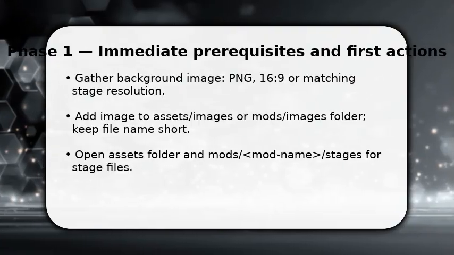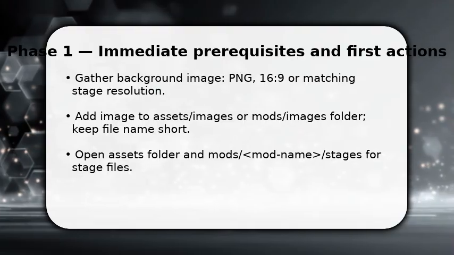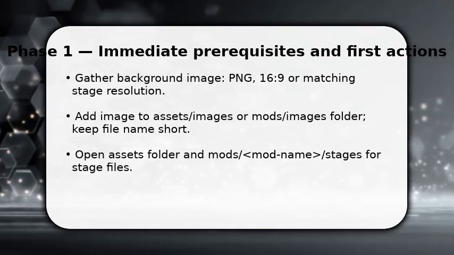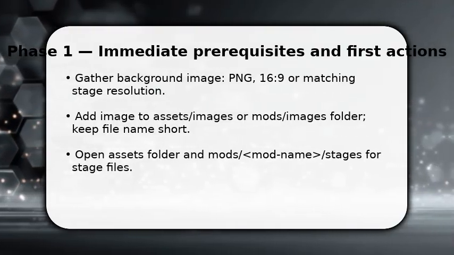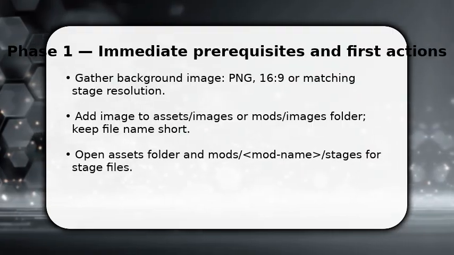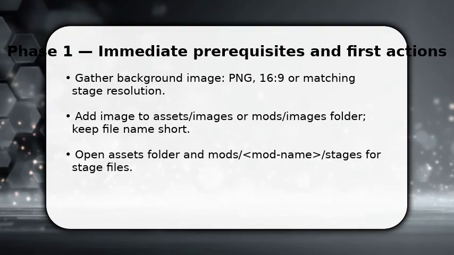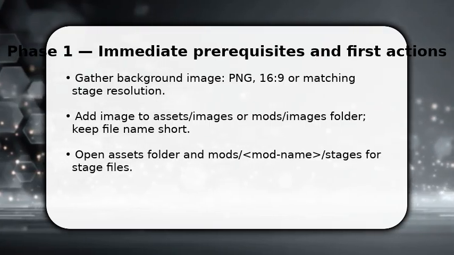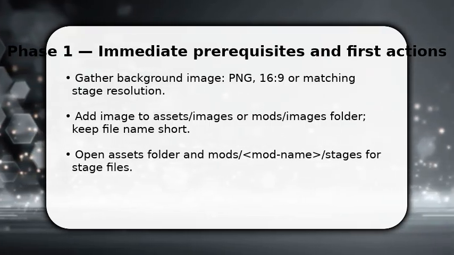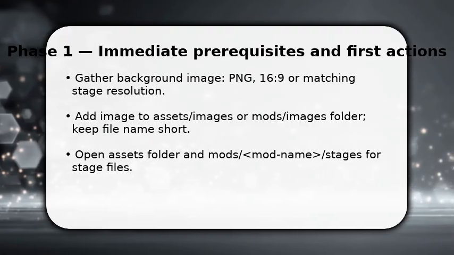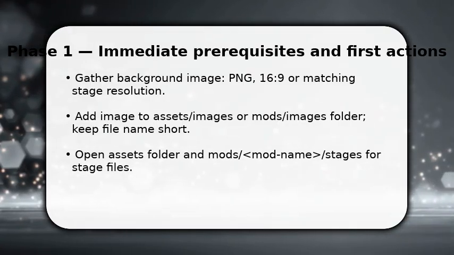You start by preparing the files you'll use. Get a PNG background sized to the stage, typically 16:9 or your target resolution. Once done, place the image into the project's assets/images or mods/your mod/images. Make sure the file name is lowercase and has no spaces.